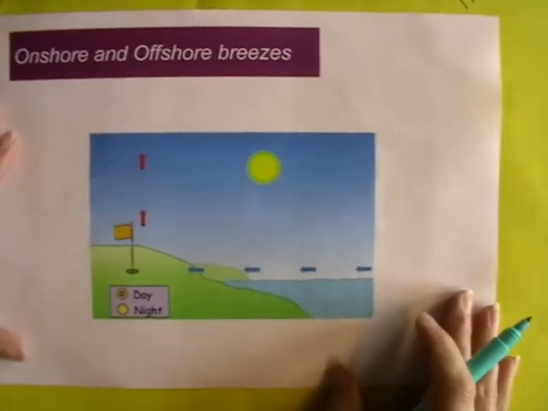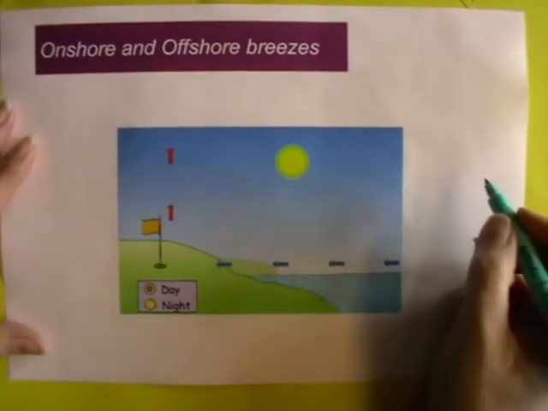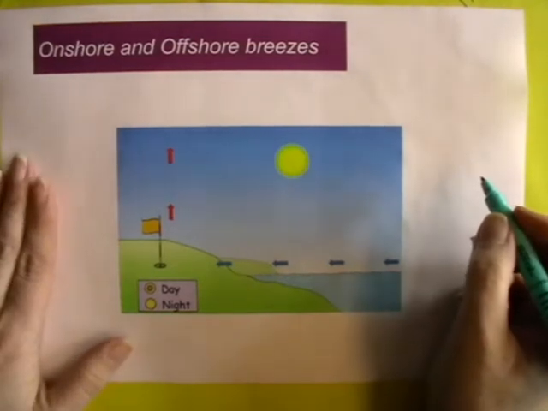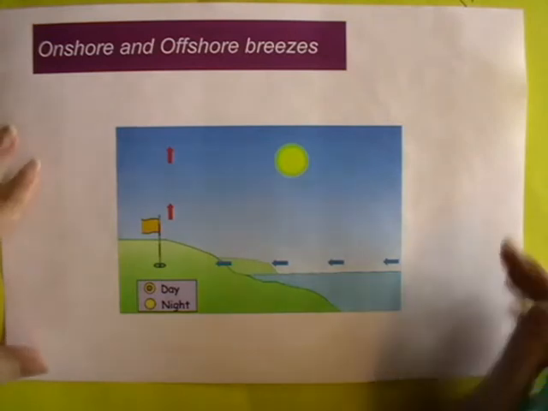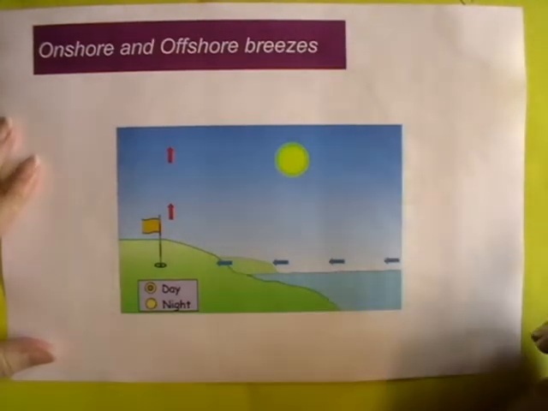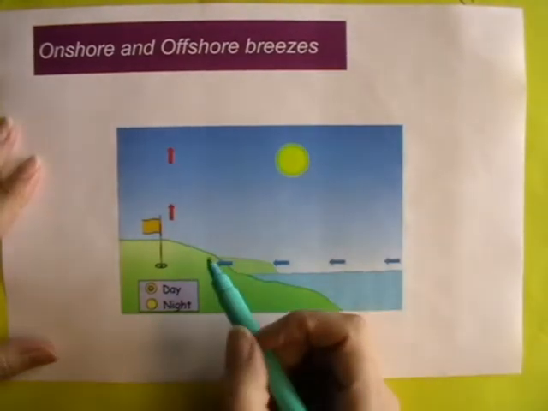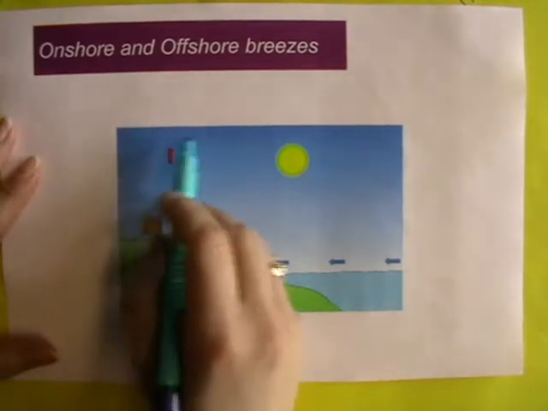The same applies to a gas. Onshore and offshore breezes. During the day, whenever the sun is shining, the land heats up, and this causes the warm air to rise off the land.